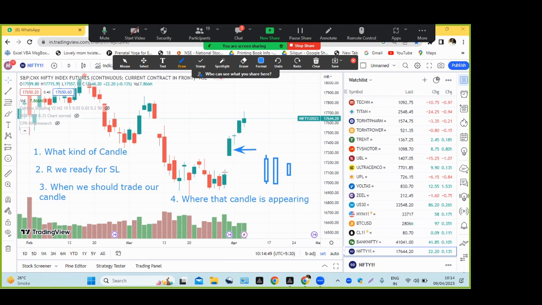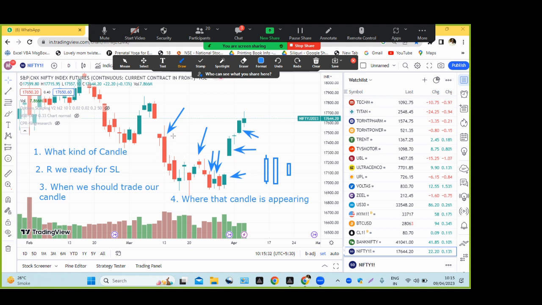Can anyone see the blue arrow I created? Is the arrow visible? Yes. So this is a kind of Marubozu. Am I correct or wrong? Very good, thank you. Again, this is a Marubozu. Again, this is a Marubozu. Correct me wherever I am wrong. This is a Marubozu, last one.